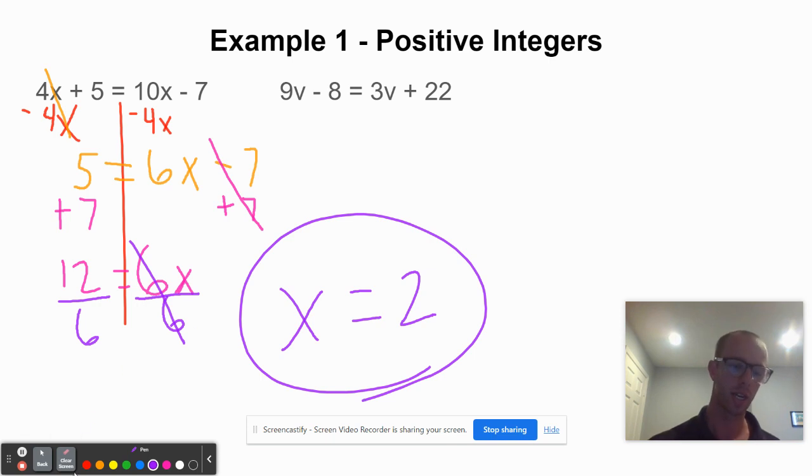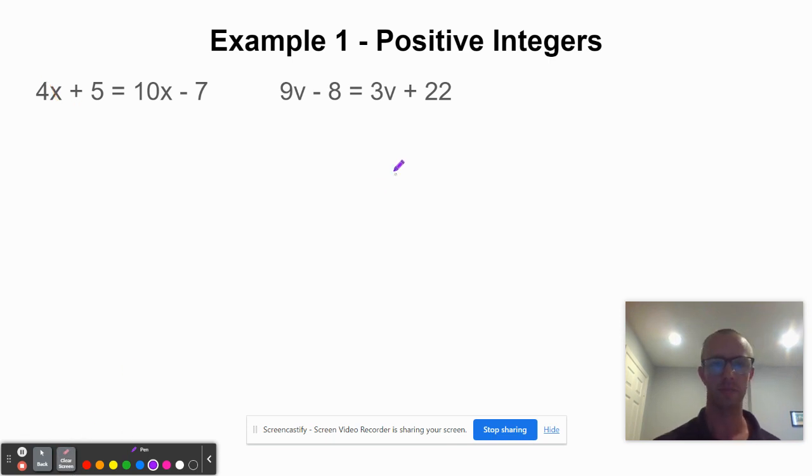So let's look at the other one together because you might not have perfected it yet. All right, so we have 9v minus 8 equals 3v plus 22. I need to get rid of either this 3v or this 9v. It doesn't matter which one I get rid of. I'll still get the same answer if my steps are correct. But I want to get rid of the smaller one personally so that I work with positive numbers.